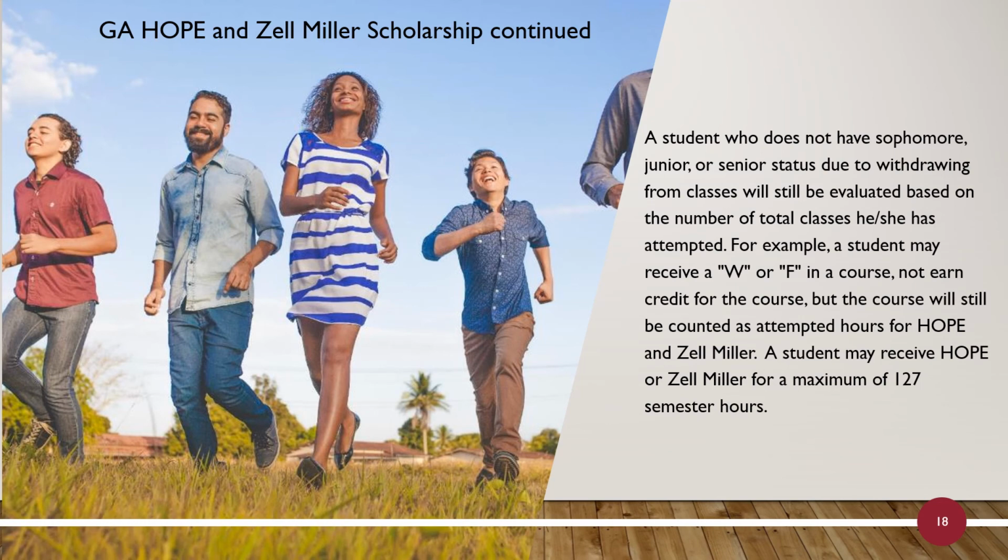And so this is Georgia Hope and Zell Miller Scholarship continued. A student who does not have sophomore, junior, or senior status due to withdrawing from classes will still be evaluated based on the number of total classes he or she attempted. For example, a student may receive a W or an F in a course, not earn credit for the course, but the course will still be counted as attempted hours for Hope and Zell Miller. A student may receive Hope or Zell Miller for a maximum of 127 semester hours.